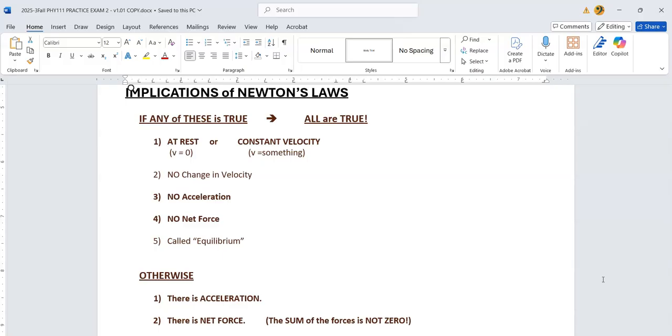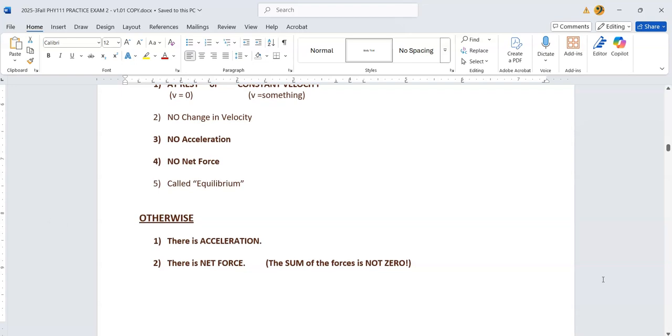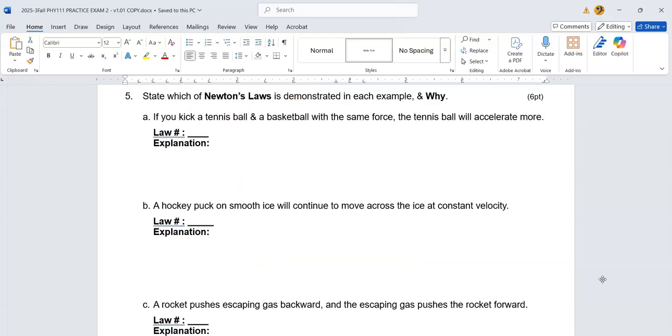And we just call that situation equilibrium. So if you have any one of these being true, you have all of them being true. If you have any one of them being false, none of them are true. If any one of these was false, that means there is an acceleration and that there is a net force. In other words, the sum of the forces is not zero. They don't cancel out. They're not balanced.